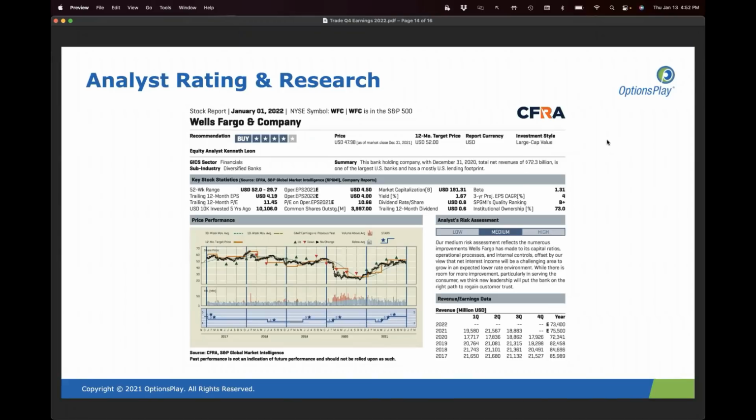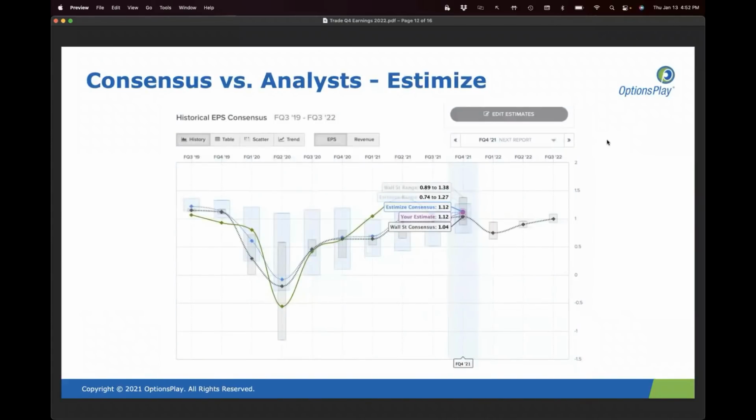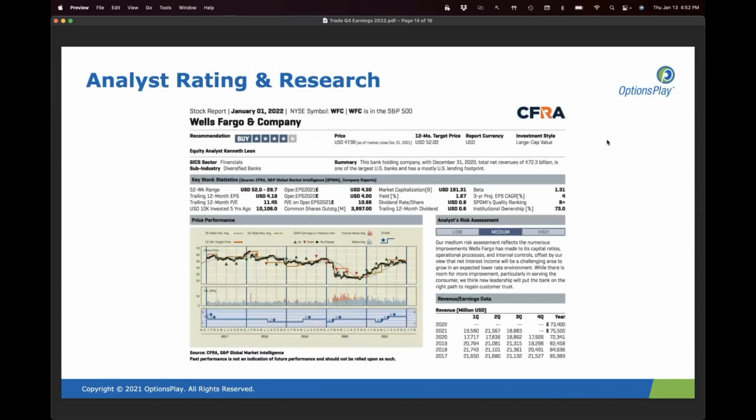And Wells Fargo certainly aligns with all of that. You have a strong relative strength chart, outperforming its sector. You have consensus that's above Wall Street at the moment, and that trend has changed a little bit in the past couple of weeks in favor of Wells Fargo beating. You have revenue and earnings that are trending in the right direction, and earnings look quite strong for 2021. Especially if you read the analyst research, Wells Fargo makes the lion's share of their revenue from net interest income. And with a rising interest rate environment, that is supportive of a firm like Wells Fargo.